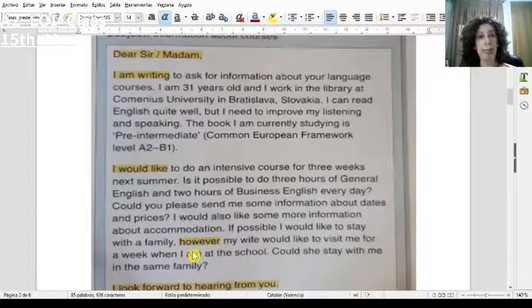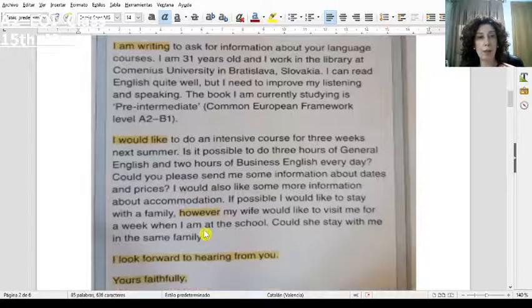However, linking words very important. My wife would like to visit me for a week when I am at the school. Y demando more politely. Could she stay with me in the same family? Then, no solo can and how much does it cost? No. More formal. Could she stay with me? Could you please send me? I would like to do. Is it possible? Com ens despedim?